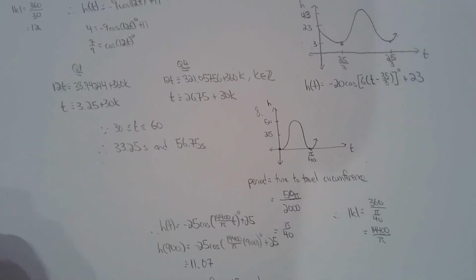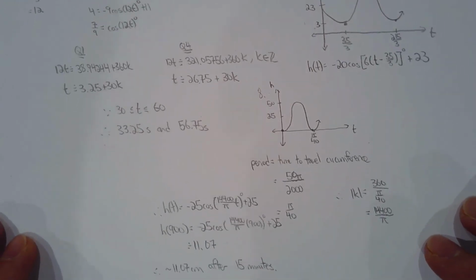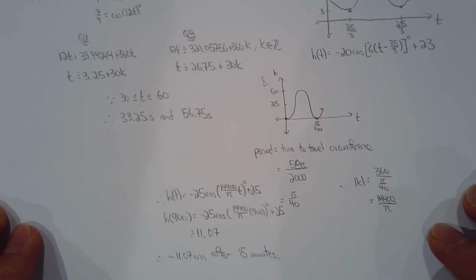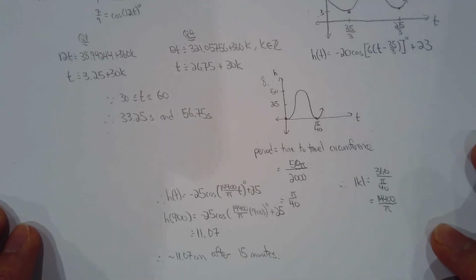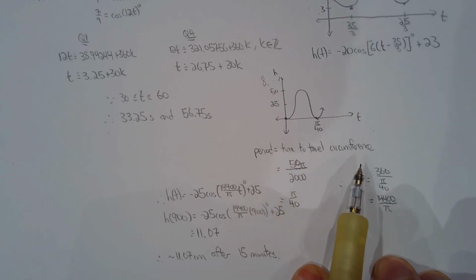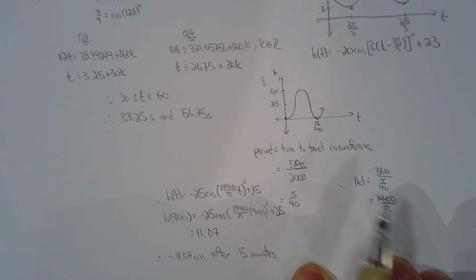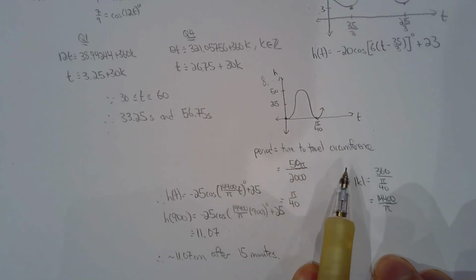And lastly, we have picking up a nail. Once again, just like question 5, the period is the, well, actually there's a little difference, sorry. This is the time to travel the circumference. We already talked about how the circumference is related to the period, but in this case, we want it as a function of time. So the height of the nail as a function of time.